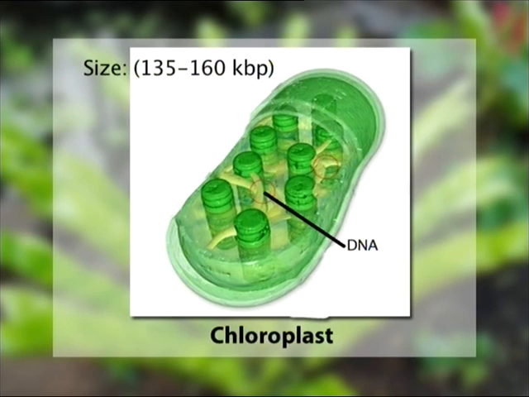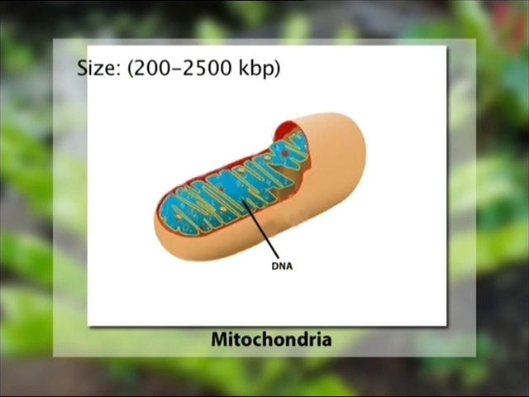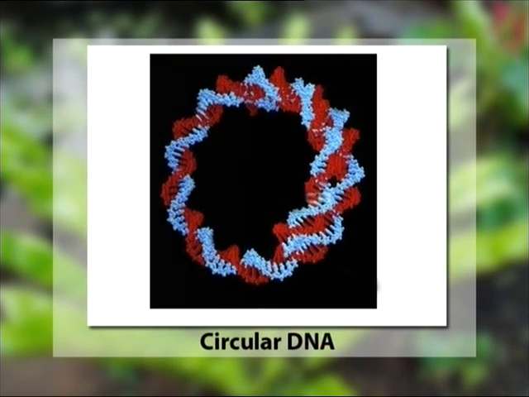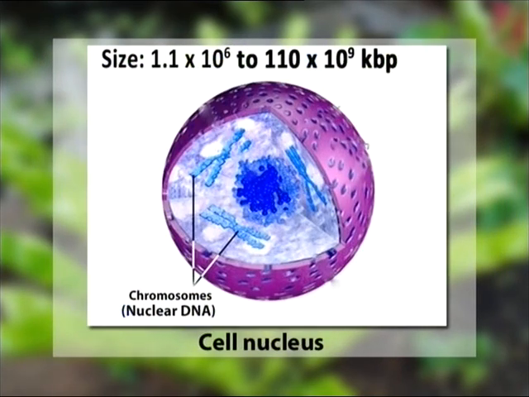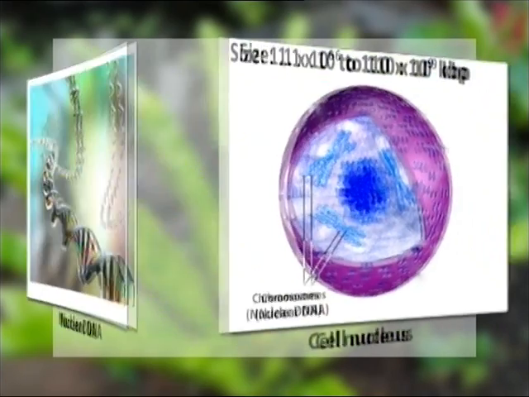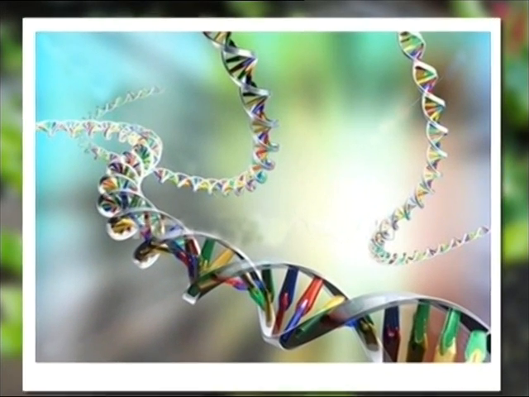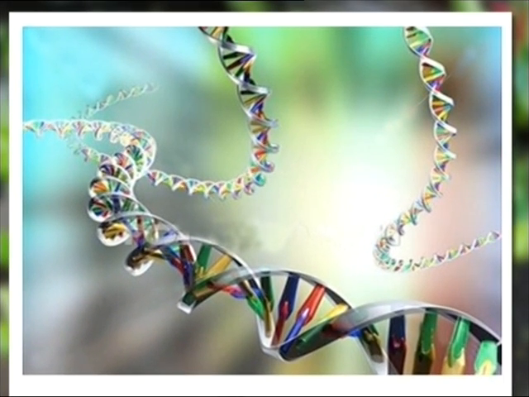While chloroplast DNA is 135 to 160 kilobase pairs, mitochondrial DNA is much more variable in size, ranging from 200 to 2500 kilobase pairs. Both these organelles replicate independent of the nucleus, have circular DNA and uniparental inheritance. Nuclear DNA varies in length from 1.1 × 10^6 to 110 × 10^9 kilobase pairs. Nuclear DNA is inherited biparentally in sexually reproducing species and in some model plants has been sequenced completely.